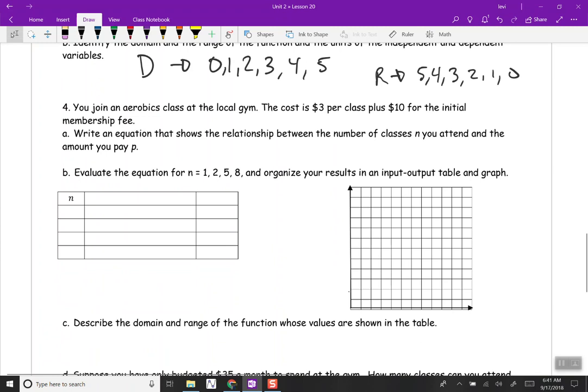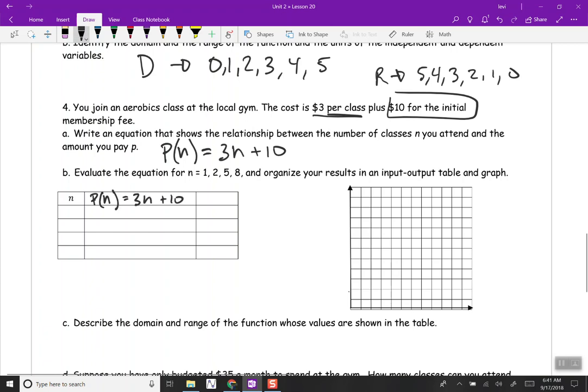Or you join an aerobics class at the local gym. The cost is $3 per class plus $10 for the initial membership fee. Write an equation that shows the relationship between the number of classes you attend and the amount you pay. So P of N is going to equal $3 per class, so that's 3N, plus $10 for the initial membership fee, so plus 10. So P of N equals 3N plus 10.